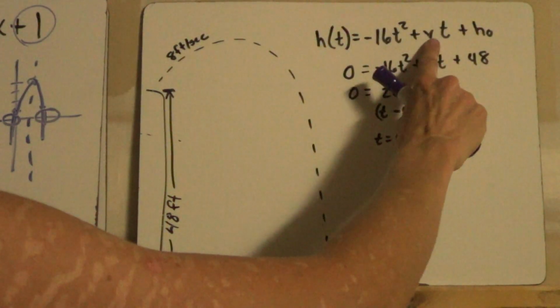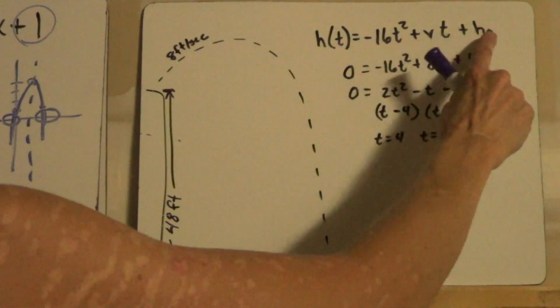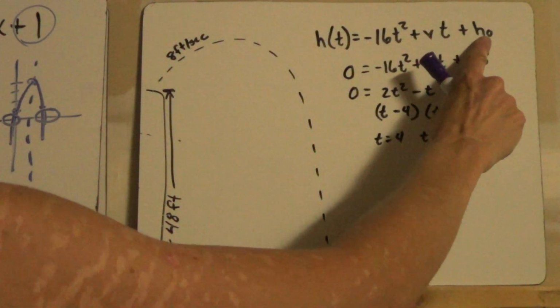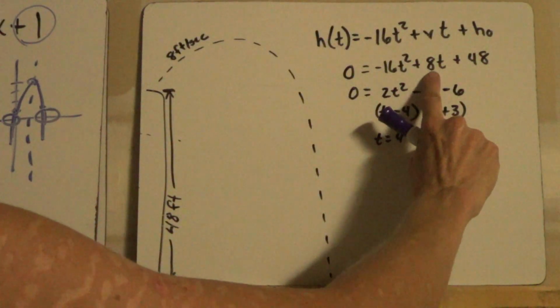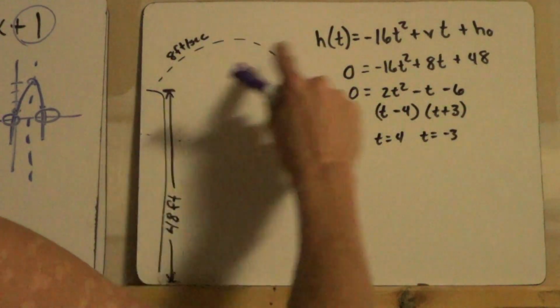Vt is our velocity that something's thrown. Ho is the initial height. So the velocity it's thrown is 8 feet. That'll go in for the V. The height at the beginning is 48.